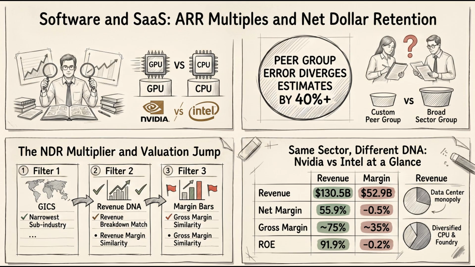Those between 100 and 110% command 6 times, while those above 120% can see multiples jump to 8 times or higher. A 10-point improvement in retention can boost a valuation by 20 to 30%.